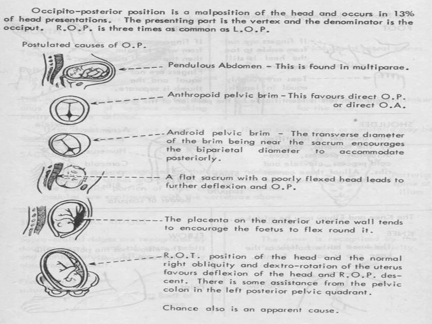Here pictures are there. Here you can see a pendulous abdomen, laxity of the abdominal muscles, anthropoid pelvis. We have seen that is narrow pelvis, anthropoid pelvic brim. This also we have seen, narrowing of the pelvis, flat sacrum. If the sacrum is flat, that is due to the high inclination and low inclination that we have seen, and placenta previa. Placenta is in the anterior wall, and right occipital transverse position. So these are the causes.